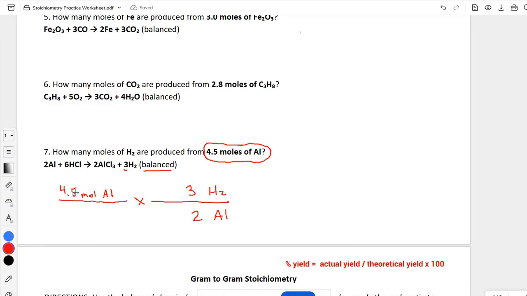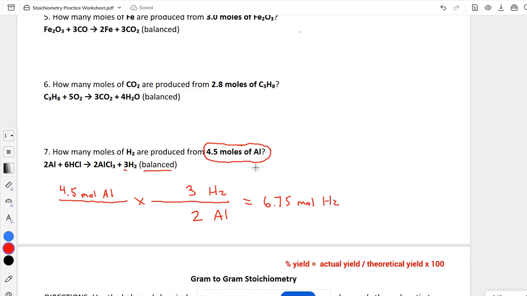So it's turning 4.5 moles of aluminum, and it's going to tell us how many moles of H2 that would be. So equals, it's top times, this one I'm going to have to use a calculator because we got 4.5 over here. It's not a simple number. So it's 4.5 times 3 divided by 2. According to my calculator, you're going to get 6.75 moles of hydrogen gas, or H2.